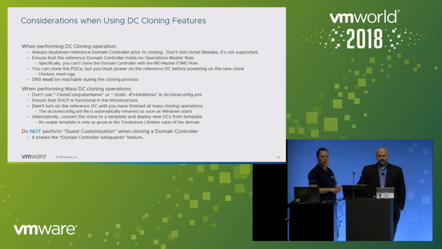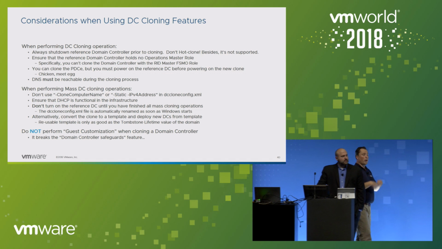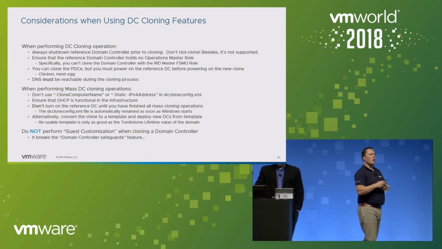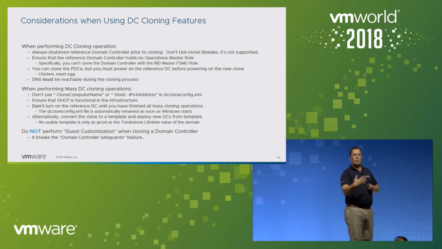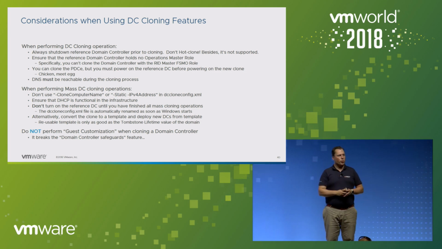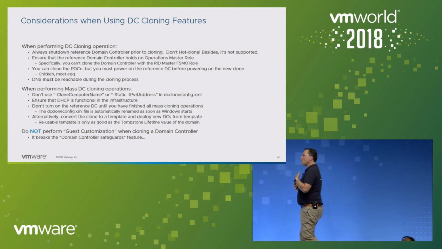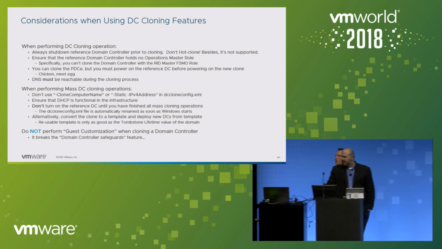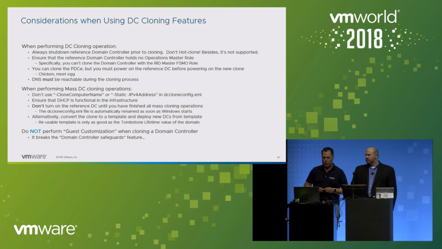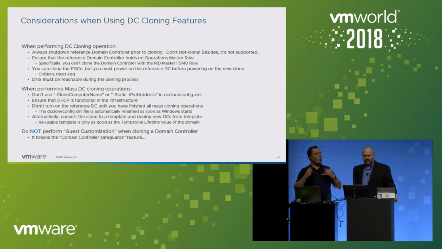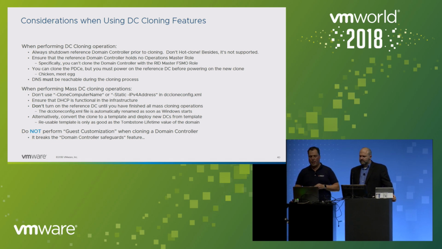And if you use mass DC cloning operations and you want it to work, do not give the reference domain controller or the target domain controller specific commands to use a specific name or a specific IPv4 address. Please leave those fields empty in the XML file that you create. And of course, if you clone a domain controller, please, please, please do not perform guest customization, because it breaks that entire safeguards feature and thus your cloning.